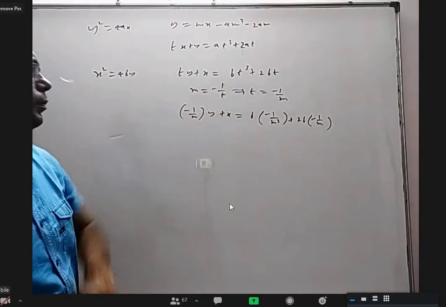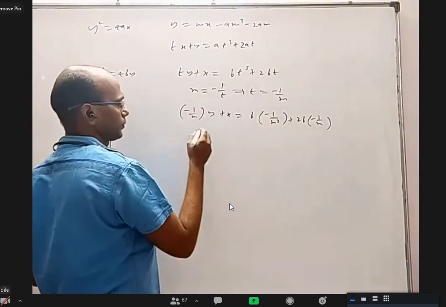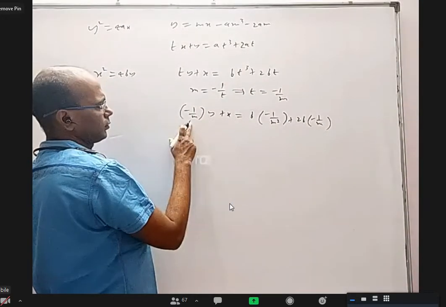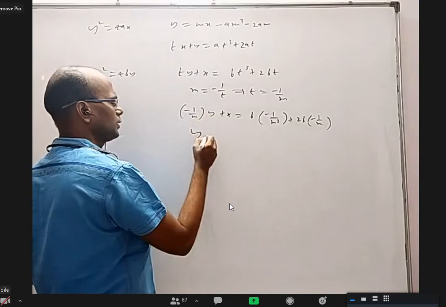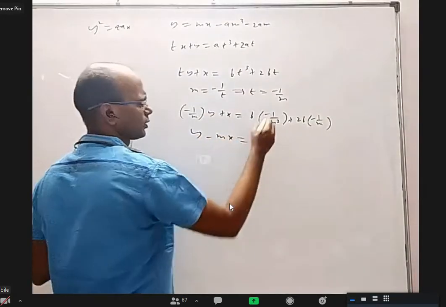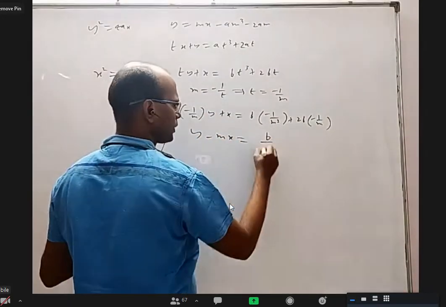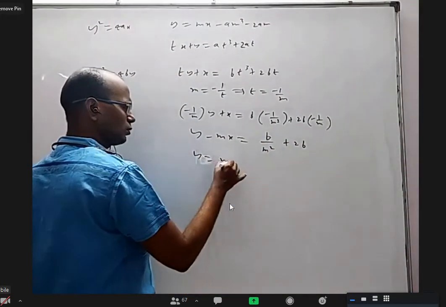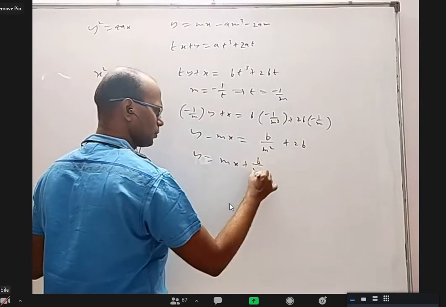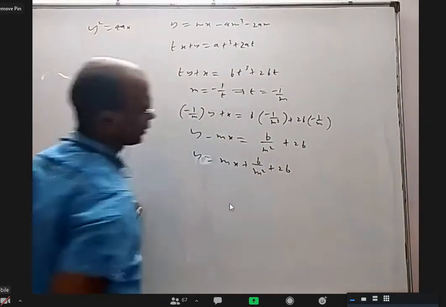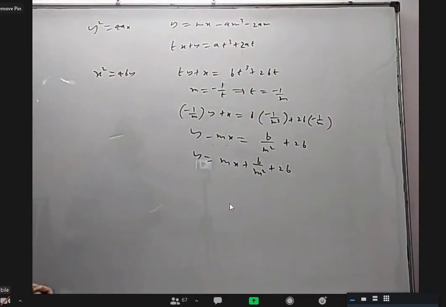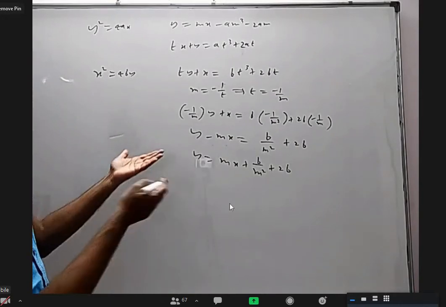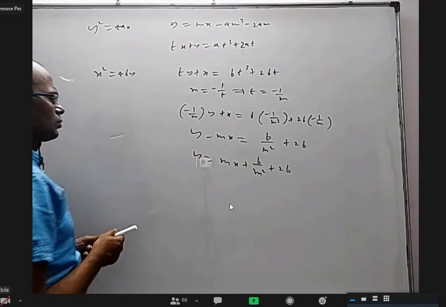So I have to multiply with m and take that side. Multiply with minus m. Okay. y minus mx. Here when I multiply with minus m, b by m square plus 2b. So y equal to mx plus b by m square plus 2b is a general normal for this. We don't use that often. So when I need it, I want to derive it.